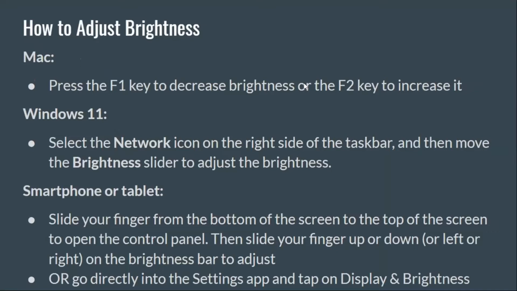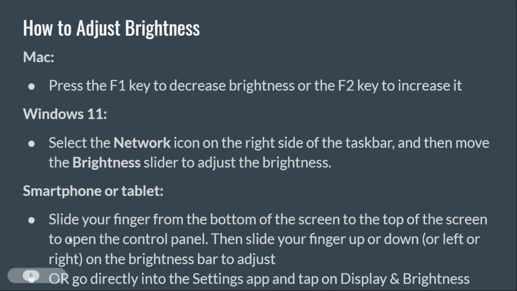So we'll start off with Mac, Windows 11, and then we'll go to smartphones and tablets. On the Mac, you press the F1 key to decrease the brightness or the F2 key to increase it. In Windows 11, select the network icon on the right side of the taskbar, then move the brightness slider to adjust the brightness.